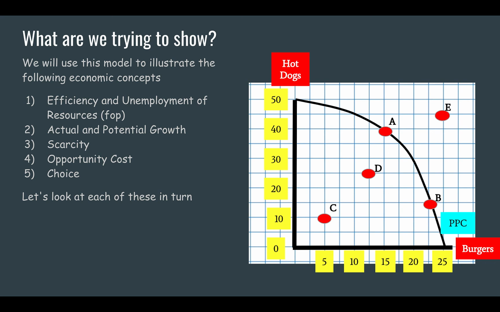It's trying to show our maximum production of all different combinations of consumer goods, hot dogs and hamburgers, that our limited factors of production can produce with a fixed state of technology, assuming all factors of production are used and all factors of production are used efficiently.